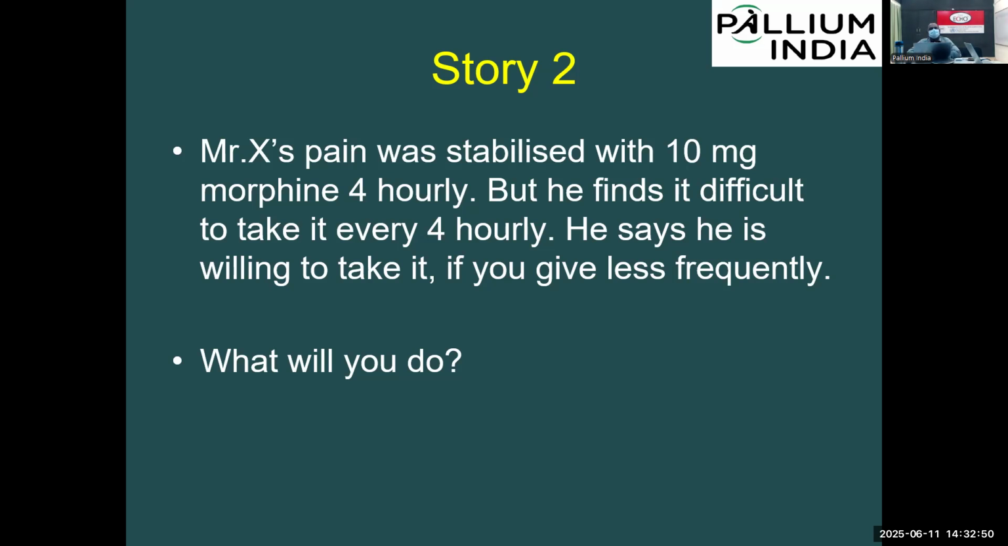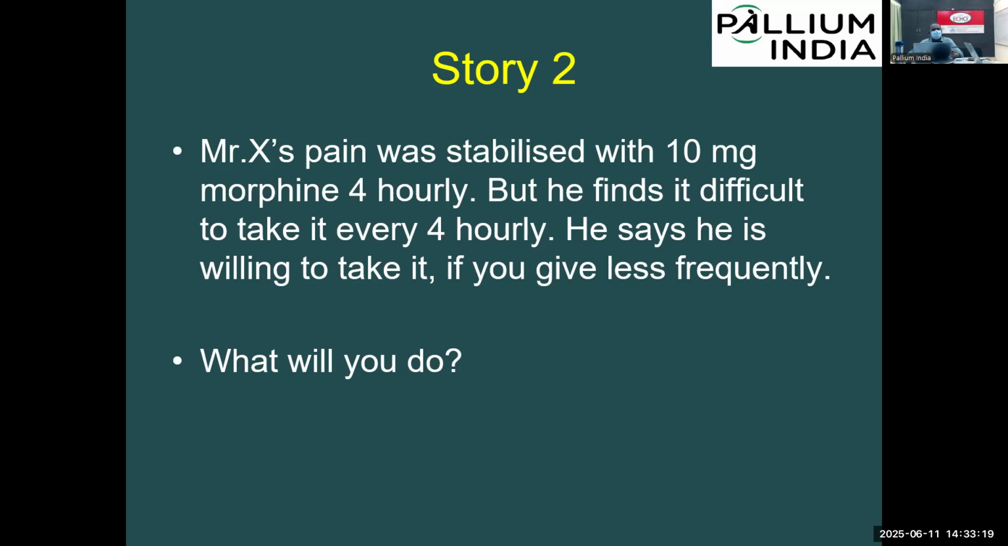Okay, so I told you that the duration of action of morphine is 4 hours. That's why we have to give morphine every 4 hours. That morphine is called immediate release morphine or fast acting morphine. But we also have something called sustained release morphine or controlled release morphine. The duration of action of sustained release morphine is 12 hours. So for this patient, we can actually give sustained release morphine.